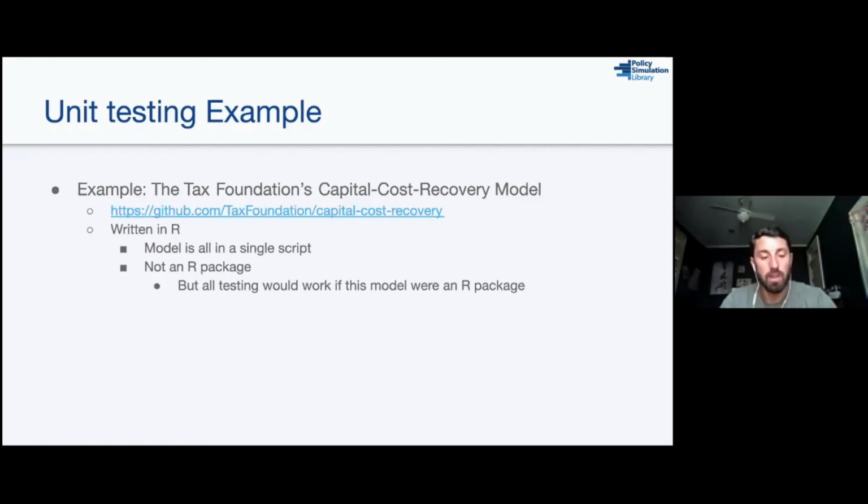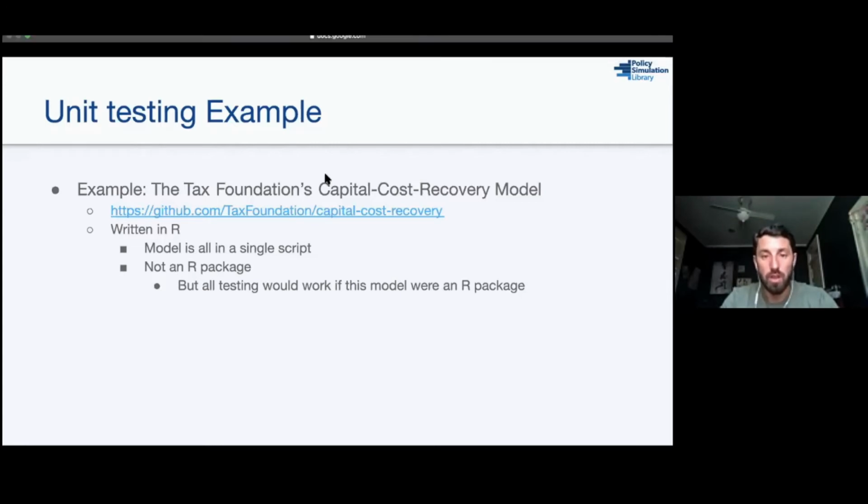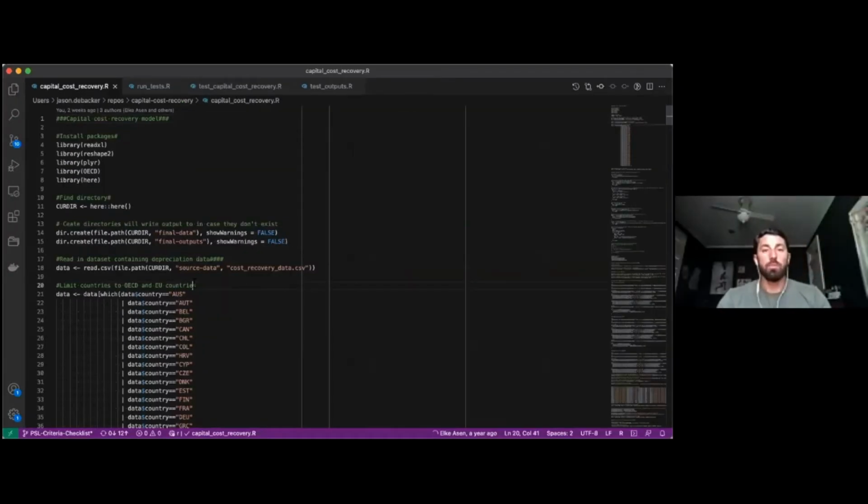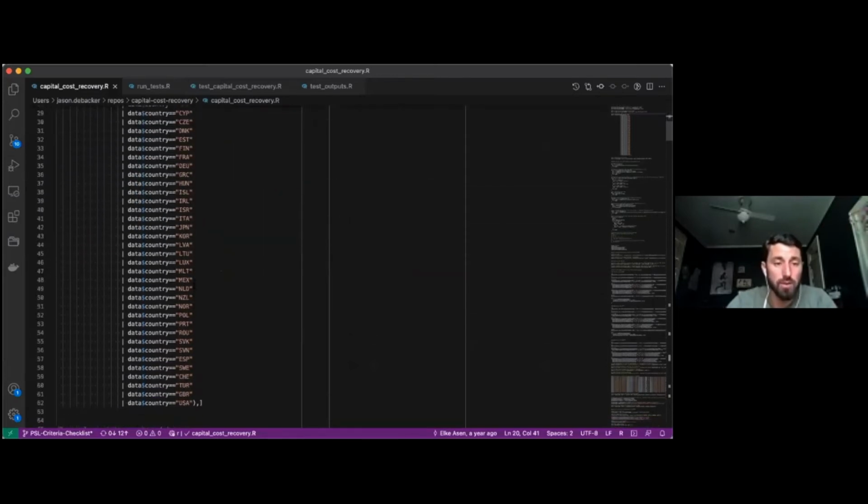All right. So with that, I'm going to jump to sharing a different application here. Let me show you some code from this capital cost recovery model. Okay, so this capital cost recovery model, as I said, is all in one R script. It's called capitalcostrecovery.r, and I've got the source code for it up here.